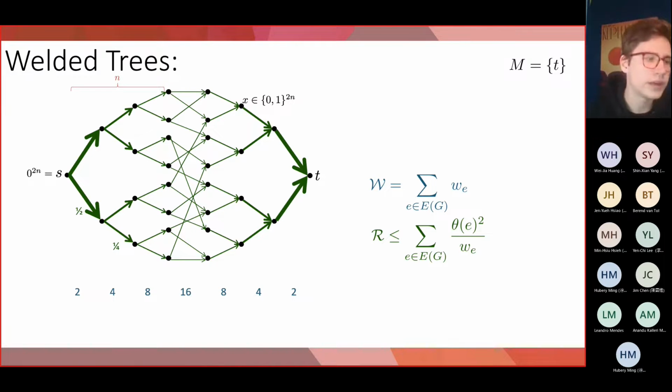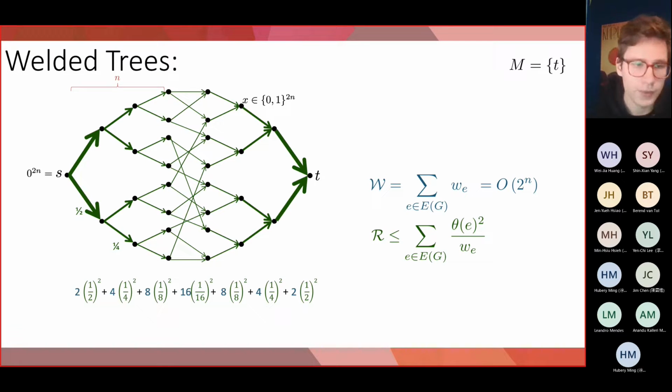And let's say that we don't like weights, so we can just set every weight to 1. Then the weight of the graph would actually just be the number of edges, and that's exponential. So this is the case where we set every weight to 1. But the flow, if we calculate it, is actually very nice because we get a half plus a quarter plus an eighth, and so on. So that's just constant. It would be 4, I believe, or upper bounded by 4.